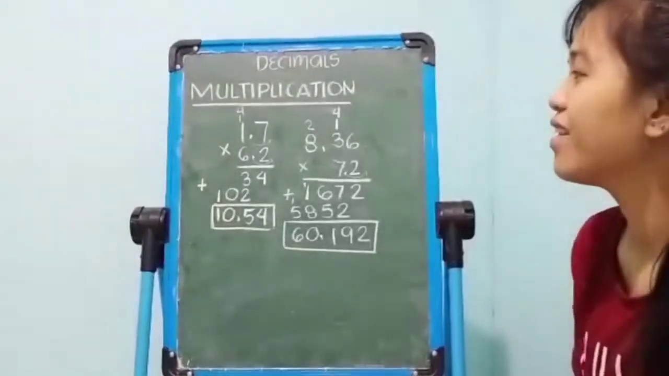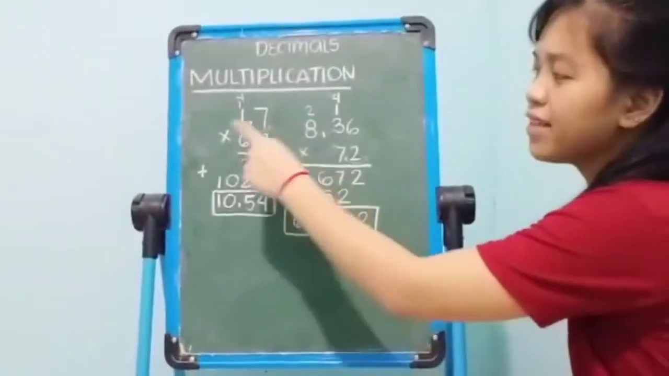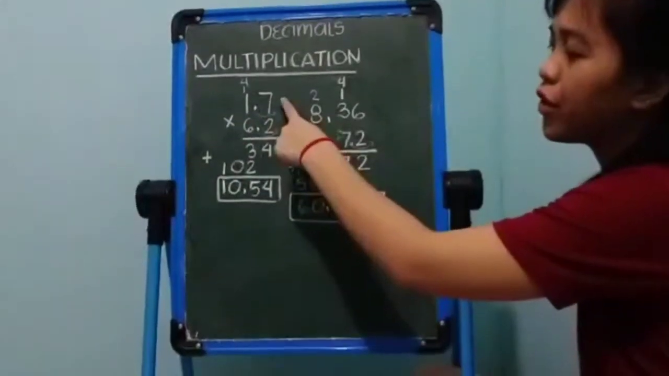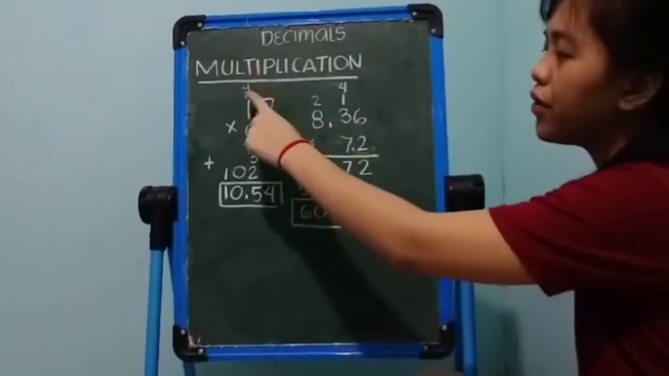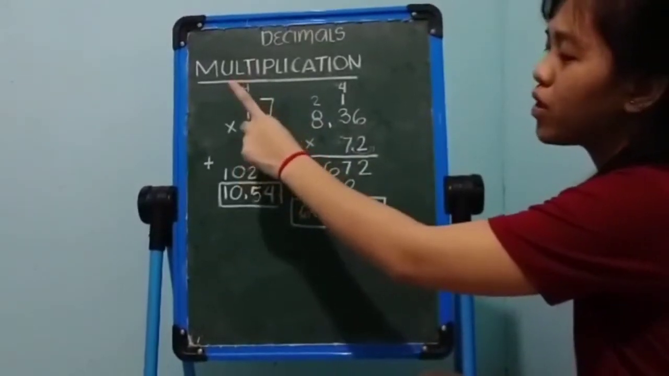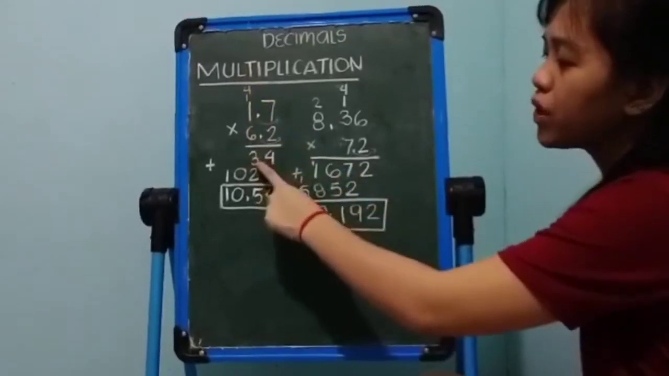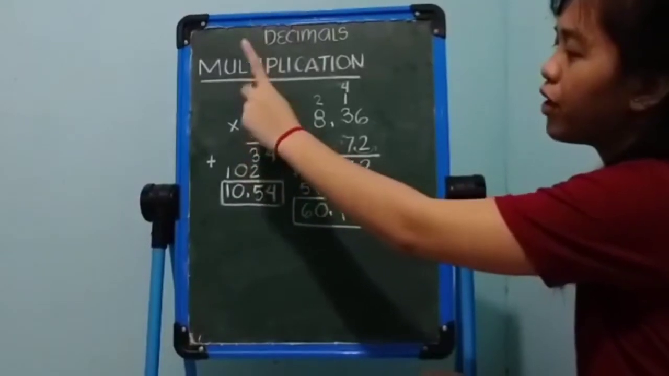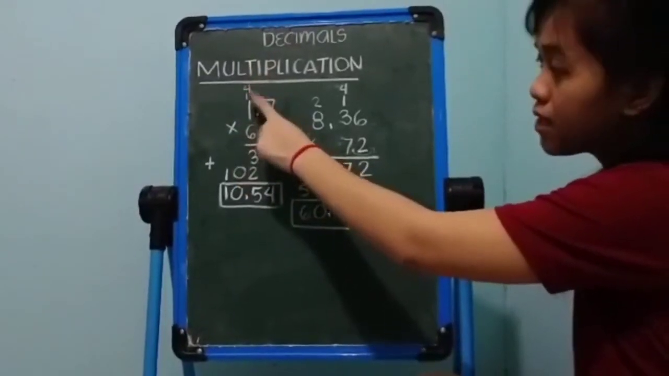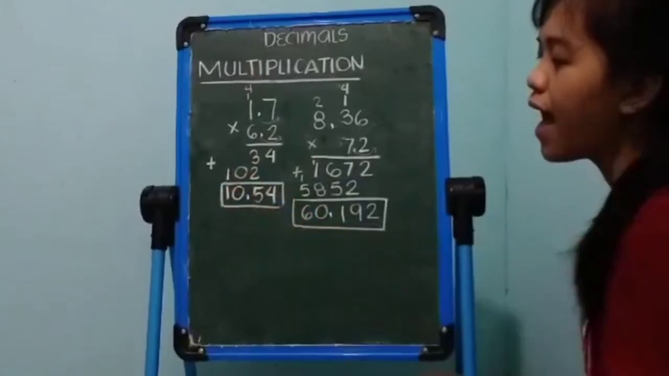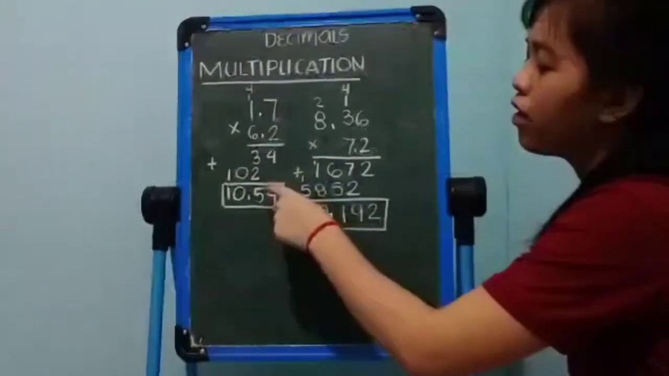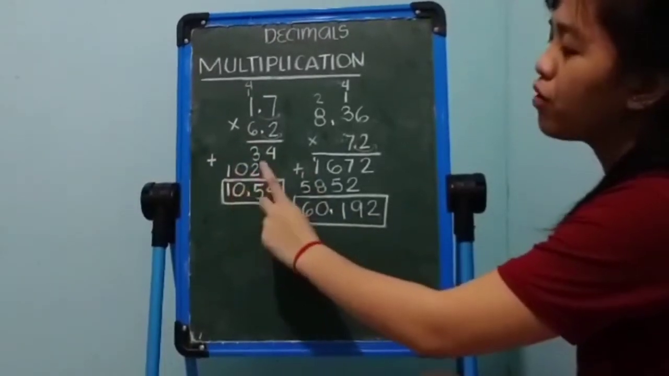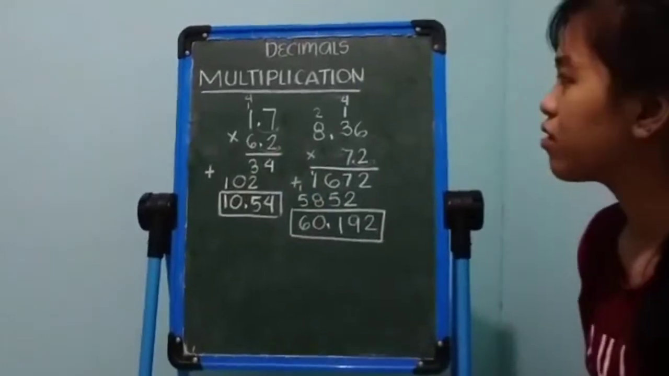Decimals. Multiplication. The first example is 1.7 times 6.2. So let's solve. 2 times 7 is equal to 14. Bring down 4. Carry 1. 2 times 1 is equal to 2, plus 1 is equal to 3. 6 times 7 is equal to 42. Bring down 2. Carry 4. 6 times 1 is equal to 6, plus 4 is equal to 10. Then add. Bring down 4. 3 plus 2 is equal to 5. Then bring down 10. So 10.54 is the final answer.